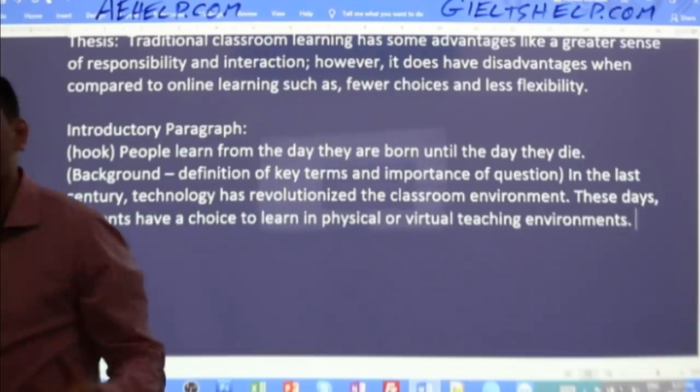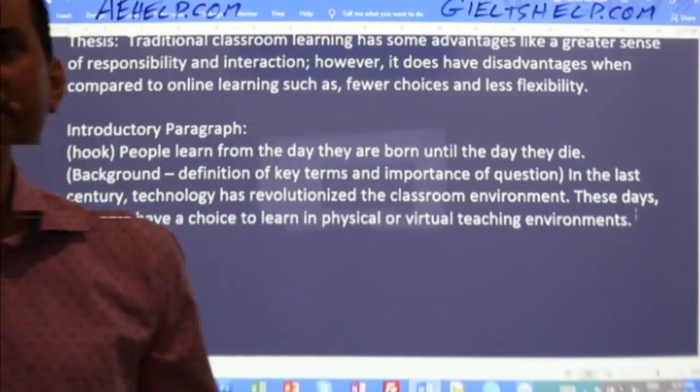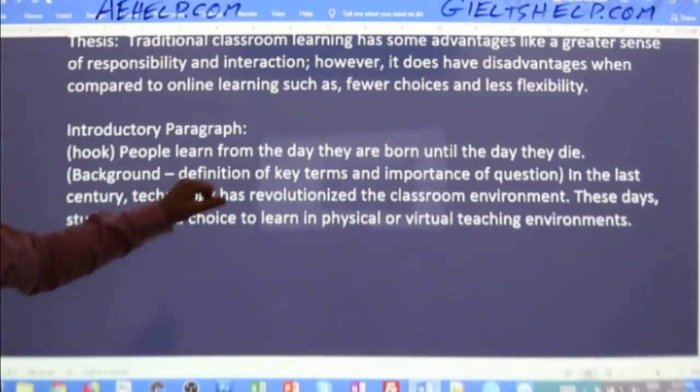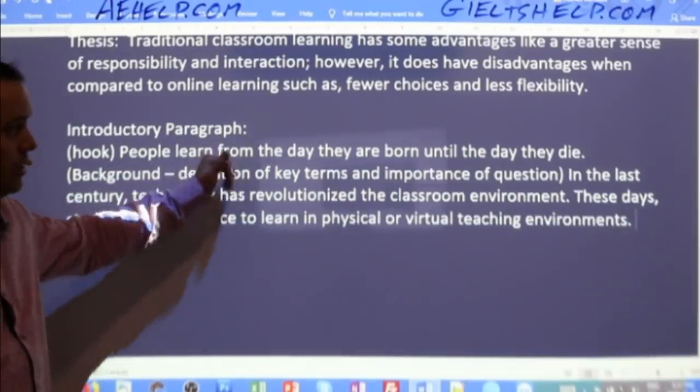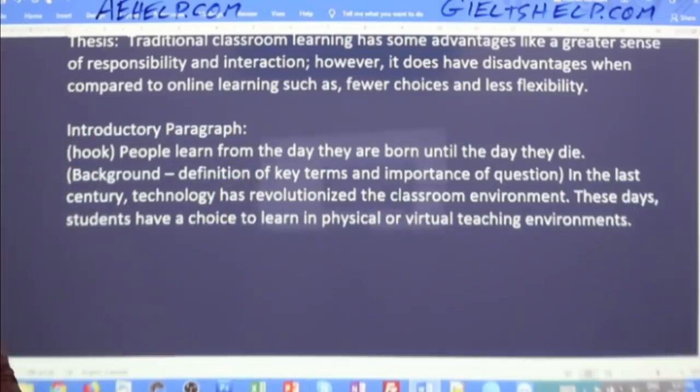Okay, I'm just kind of moving along here. I want to get us going nice and smooth, so just bear with me. But definitely practice your background at home as well, okay? Your introduction should have this very nice, clear hook, a very clear, accurate background, and then your thesis, right? So: these days, students have a choice to learn in physical or virtual teaching environments.